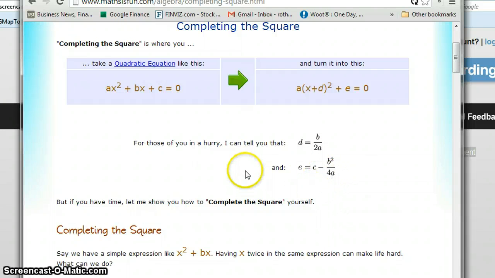And I know that looks like a lot, but if you're in a hurry, you can just take the a's, b's, and c's, plug them into here, and it will turn into your complete square. And that's your goal. So take a look at this. You should write this down and learn this, and that will be your really quick way of completing the square. However, we're going to learn how to do this. So let's take an example.